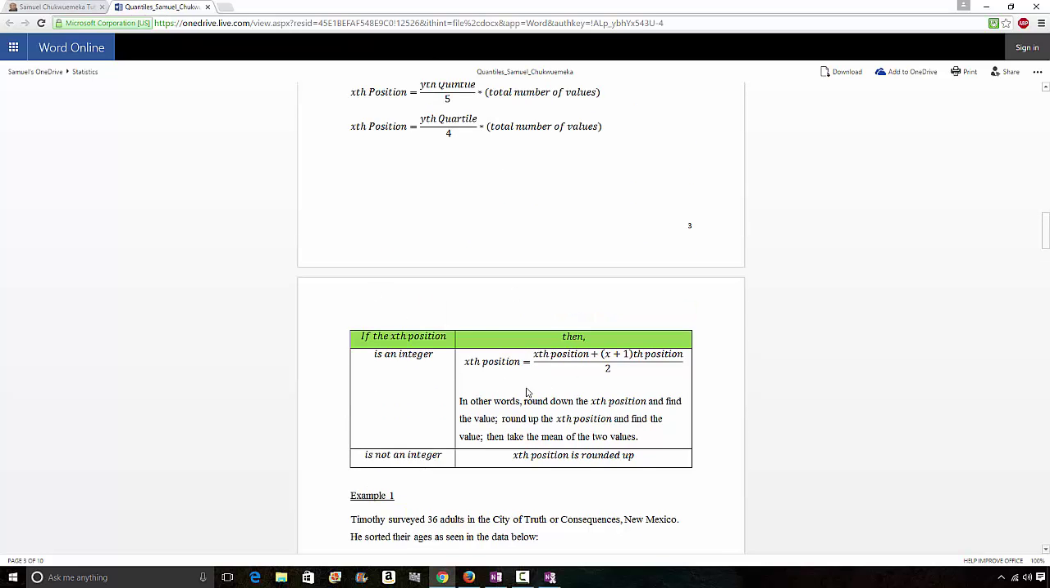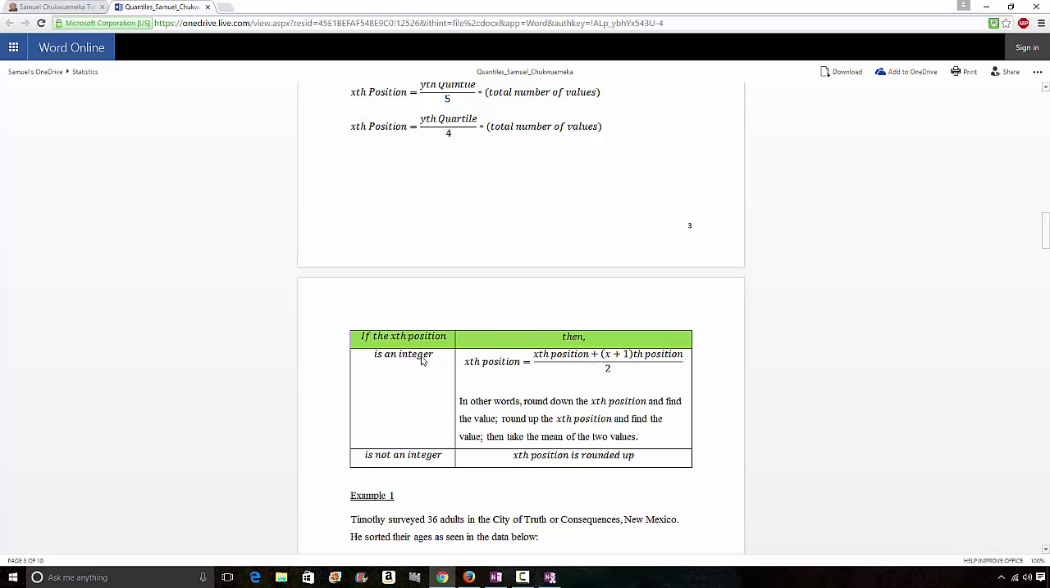When you find a position, if you find an integer, then you add whatever value you have in that position plus whatever value you have in the next position, and you divide by 2. Just as if you were finding your median, when you have an even set of data, to find the middle number you have two numbers as the middle number. So you take the mean of those two numbers.